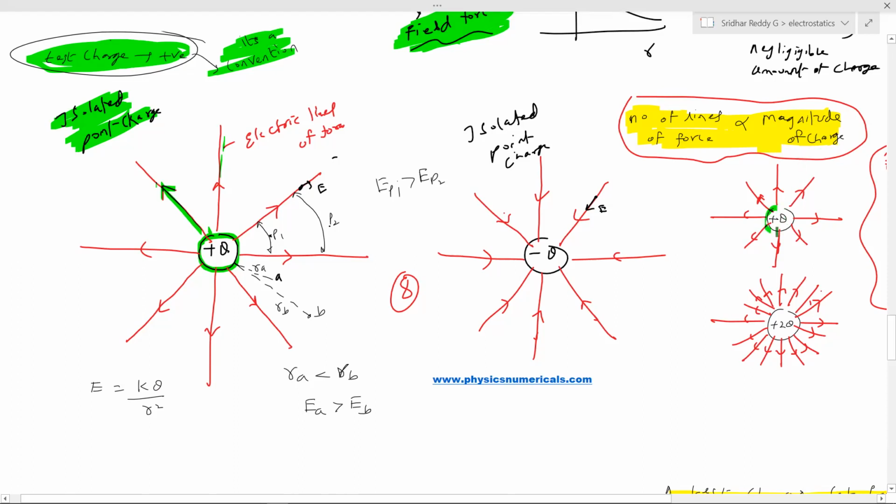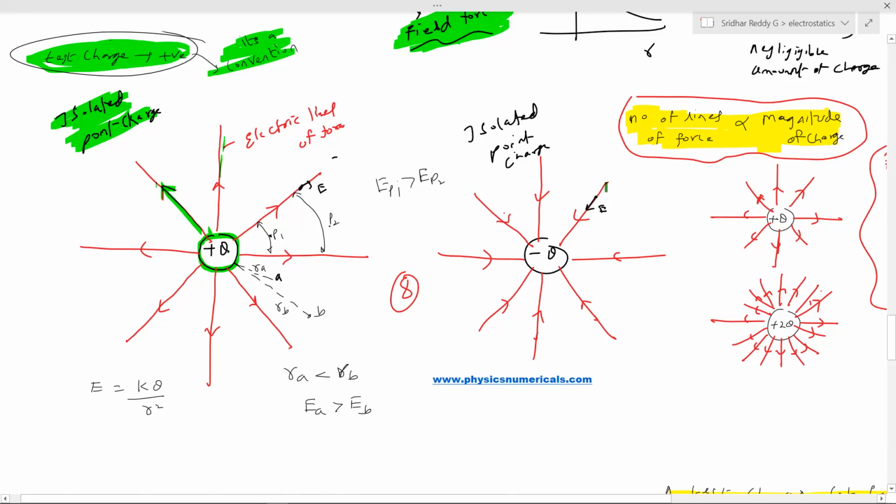For charge Q, if I assume 8 lines, then for 2Q charge, how many should you assume? 16 lines. If for Q charge I assume 10 lines, for 2Q you should assume 20 lines. There's nothing called a fixed number. I'm not saying the number of lines of force is equal to; proportional is what we are writing. You can draw any number. For Q, I'll draw 100 lines of force. For 2Q, you go for 200 lines of force. So the number of lines of force is directly proportional to the magnitude of charge.